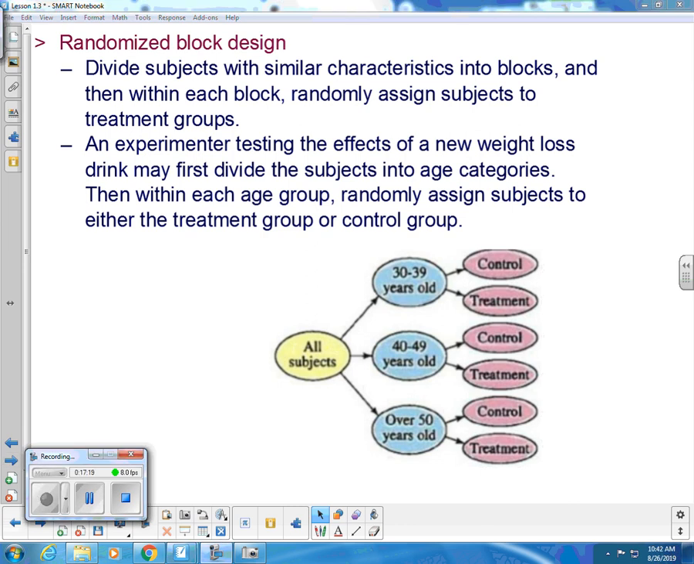So they're going to break them up into weight or into age, and then they'll randomly assign subjects to either the treatment group or the control group. Okay? So when you're blocking, you're separating first by a common similar characteristic. Then you're splitting randomly with control or treatment.